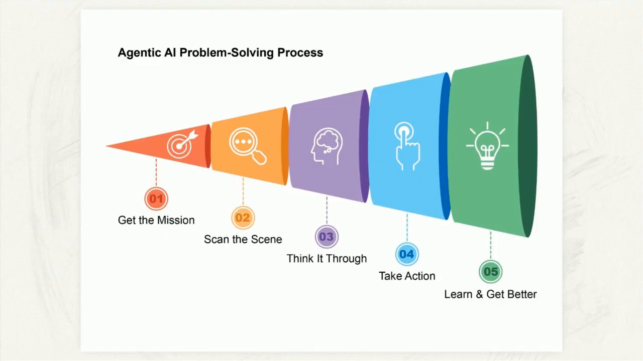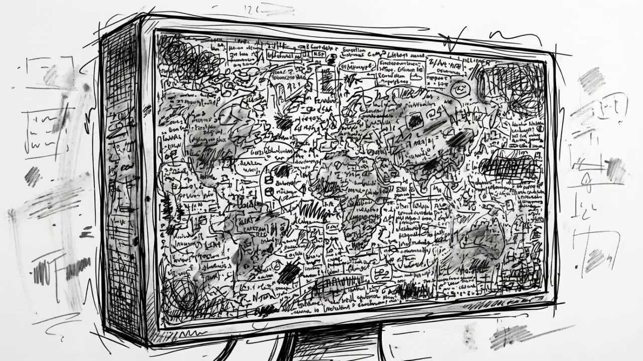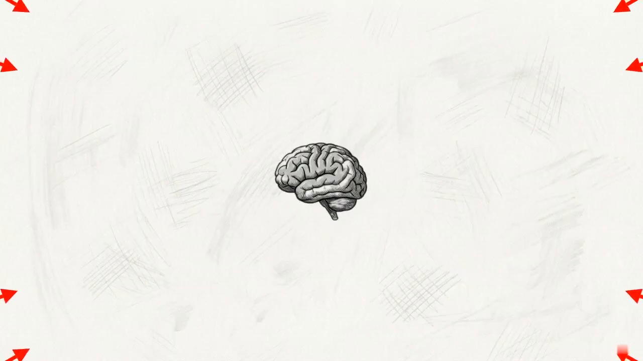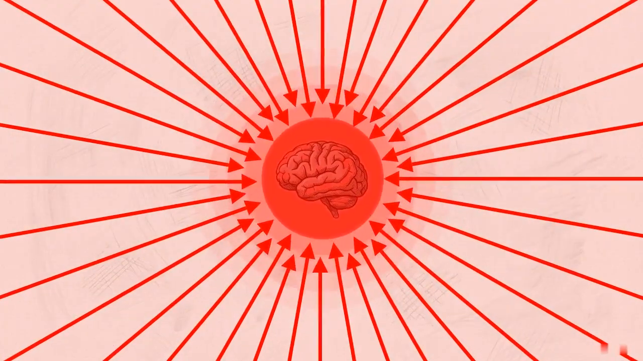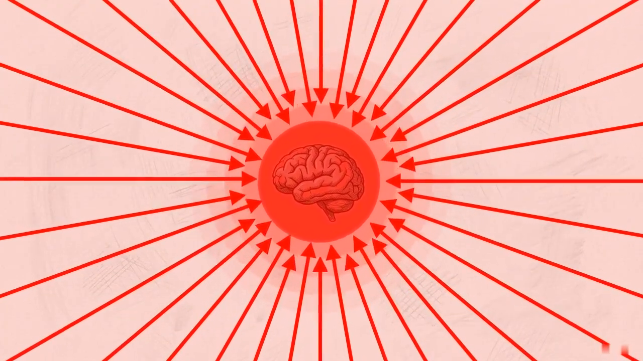It moves sequentially, getting the mission, scanning the scene for context, thinking through a plan, taking external action, and finally, learning to improve future accuracy. Many early attempts at building agents tried to force this entire loop into a single massive instruction block, known as a monolithic prompt. Feeding a complex, multi-constraint task into a single prompt overloads the model's cognitive capacity.